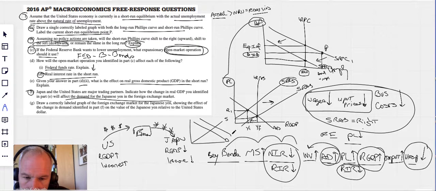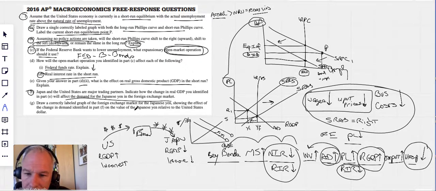And we should know that the foreign exchange, this is going to be the demand for yen. So we would have yen on the vertical, quantity of yen on the horizontal, and it is dollars to yen. Easy enough. Let me read it, make sure we answered it correctly. Indicate how the change in real GDP will affect the demand for the Japanese yen in the foreign exchange market. The demand for yen will increase. We can see that right here.